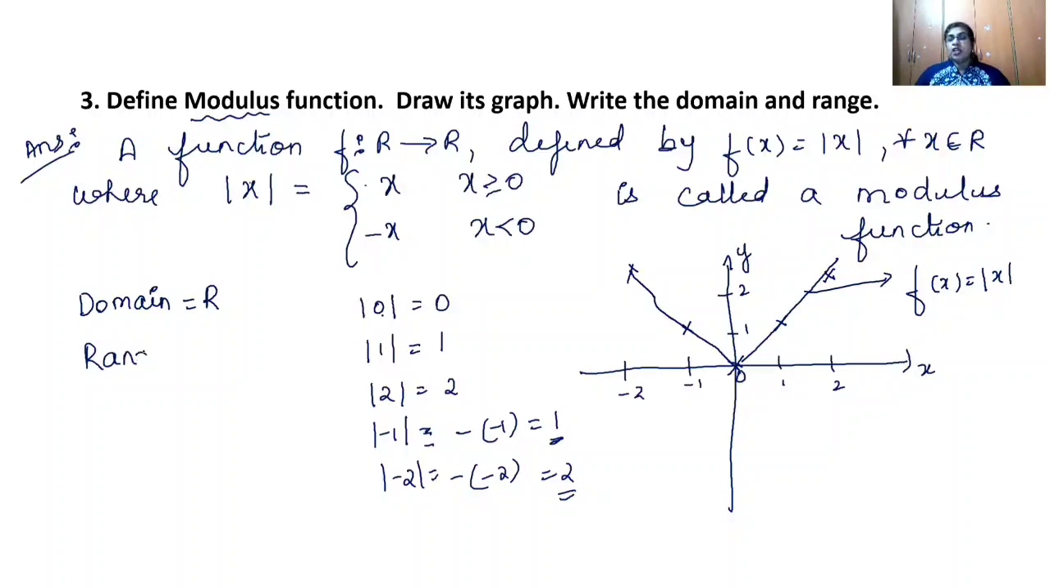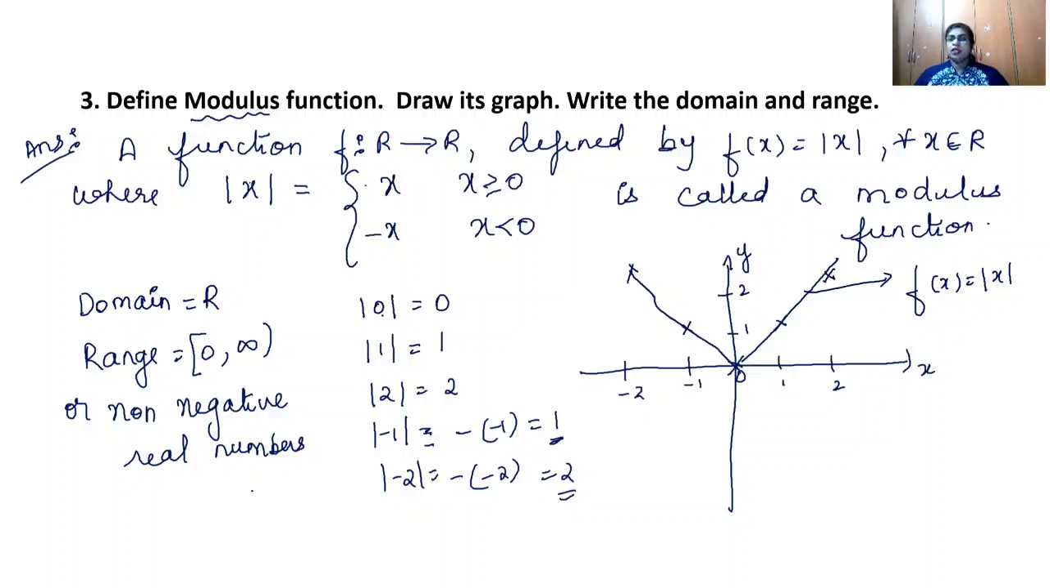Whenever you take a negative number also, what you get is positive. So 0 is possible and all the numbers more than 0, up to infinity. So the range is the closed interval 0, comma, open infinity. Open because infinity is always open. Or you can write the range as non-negative real numbers, it cannot become negative. Okay, I hope this definition and the graph, domain and range are clear to us.